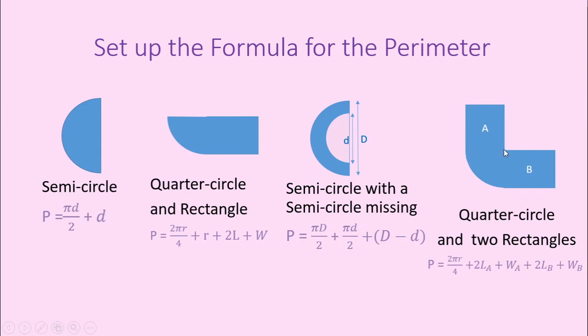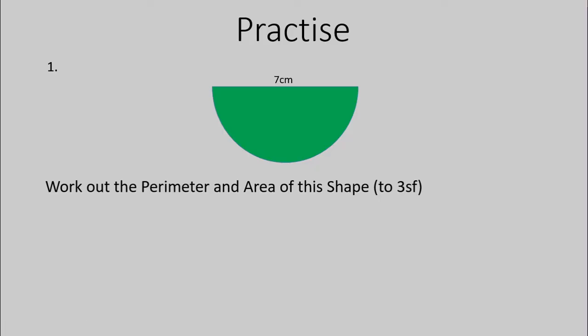It's not around the outside of the shape. Then I've got 2 length b's, which is this length here and this length down here, and 1 width b, which is over here. Okay, so let's see if we can get some practice in.